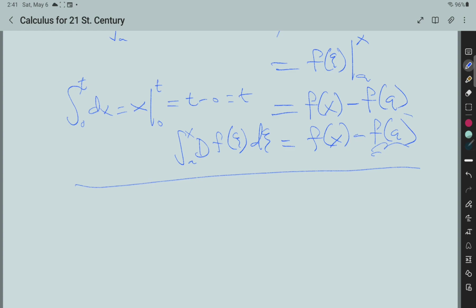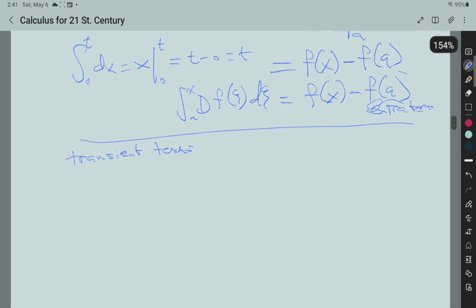This extra term right here. In physics, sometimes they call the extra term the transient term, and it will take on different values depending on the initial conditions and the boundary conditions of the problem. But normally this thing here would die down as you integrate from one end to the other. Okay, so let's move on.